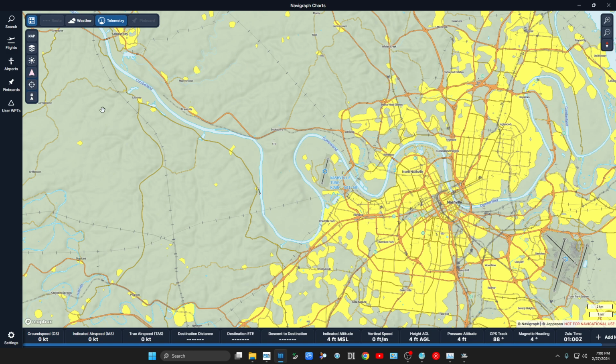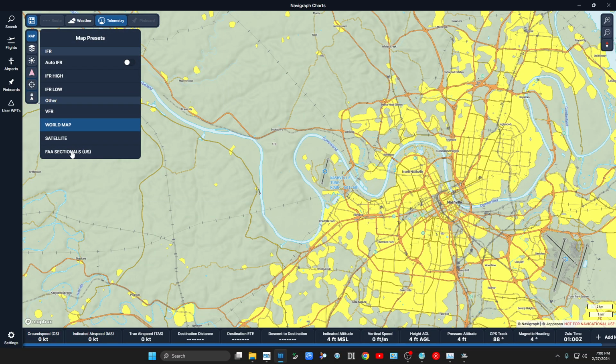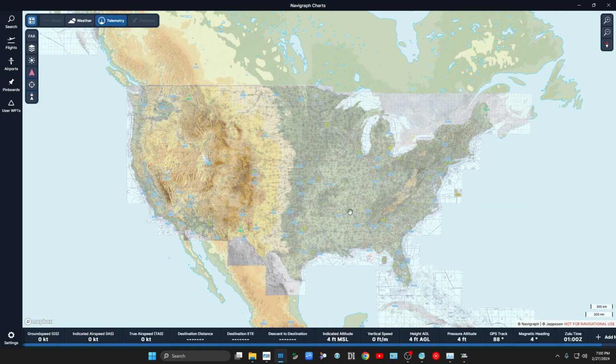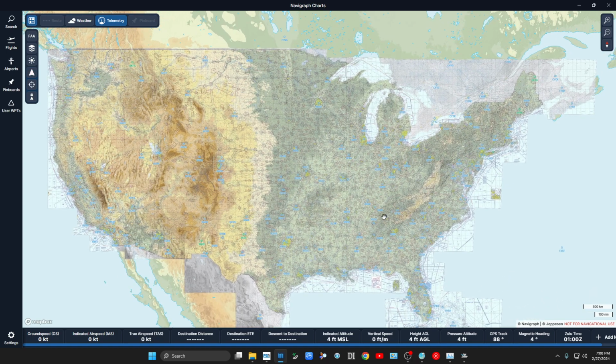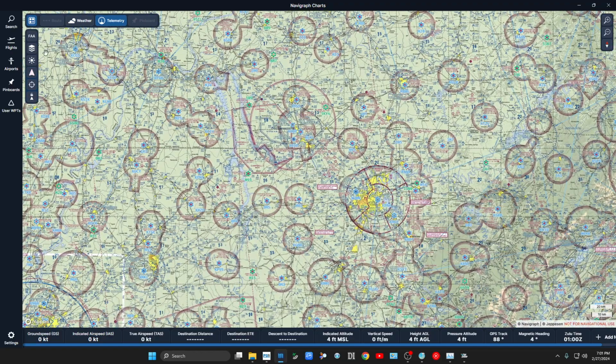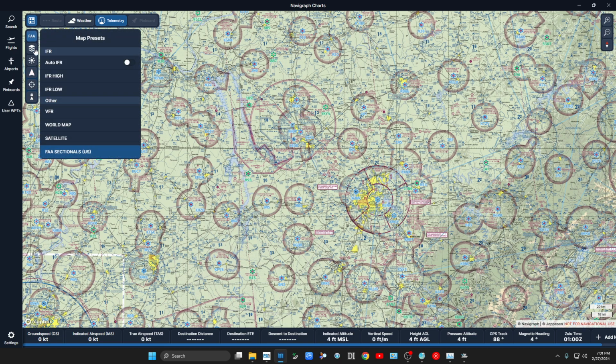Right now I have Navigraph charts pulled up and I'm currently looking at Nashville, Tennessee. This is the VFR sectional from Navigraph, or should I say FAA sectionals, what they call it on here. These are actually just VFR charts. And I say charts because this looks like one gigantic chart, but it's actually a whole bunch of charts all spliced together. So trying to get straight to the point, keep this short and simple and sweet. What did I just say? Short, simple, sweet. Okay. Anyways, moving on.